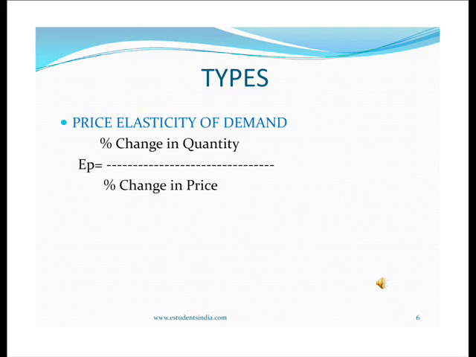When the percentage change in quantity is less than the percentage change in price, EP is less than 1. The demand is said to be inelastic. When the percentage change in quantity is equal to the percentage change in price, EP is equal to 1. The elasticity of demand is equal to 1.